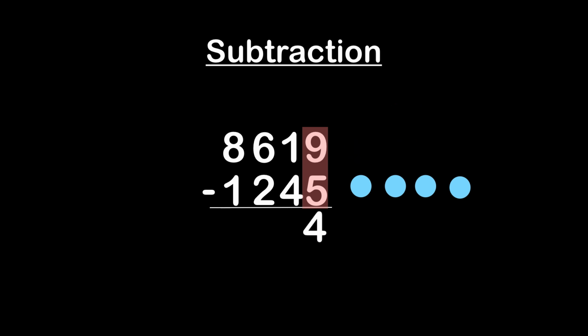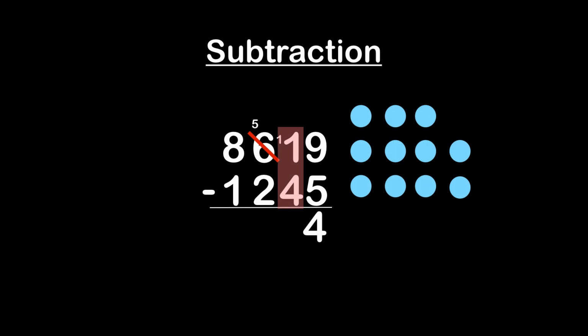Next, we move on to our next column on the left, where we have 1 minus 4. As you've seen before, when we have a smaller number on the top and a bigger number on the bottom, we have to borrow from the next column on the left, which in this case is our 6. Immediately, we want to put a line over our 6 so we know it no longer holds its value and it becomes a 5. And our 1 becomes an 11. Now we can say 11 minus 4 equals 7.